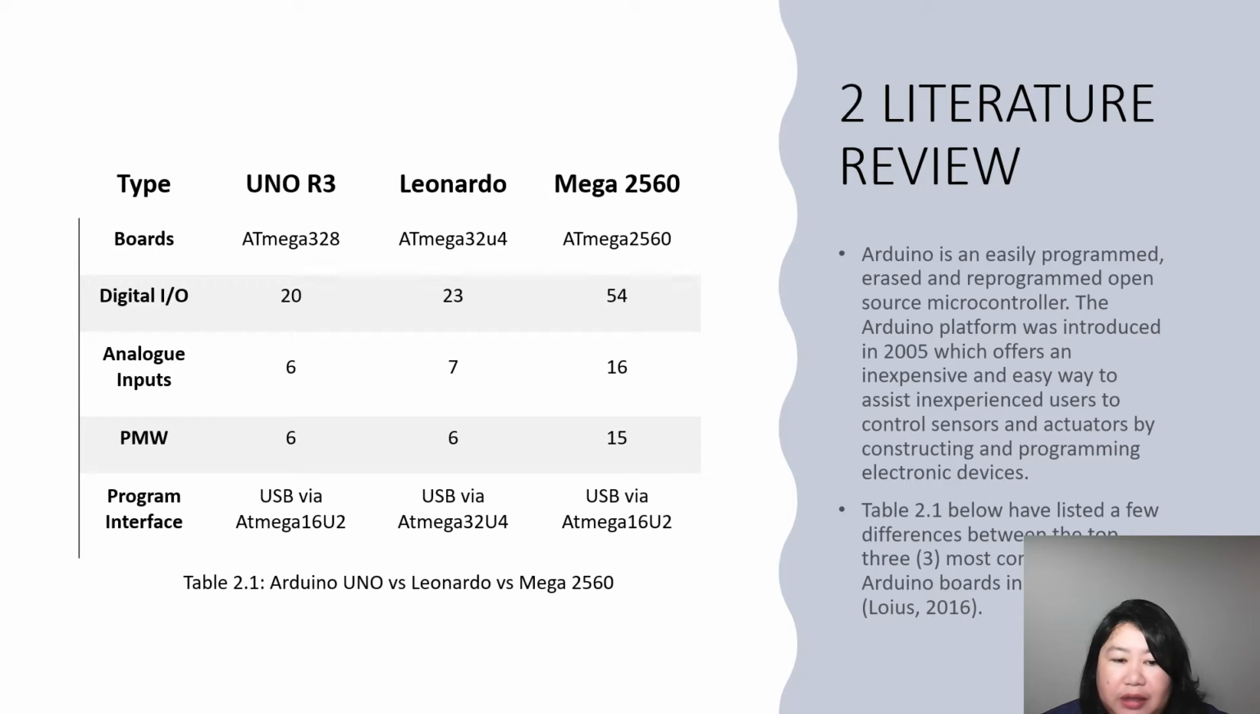So if we look at table 2.1 from Arduino, it will be three types of Arduino, which is Arduino Uno versus Leonardo versus Mega 2560. So the differences will be seen across the boards, the digital I/O, analog inputs, PWM, and program interface between these three types of Arduino.